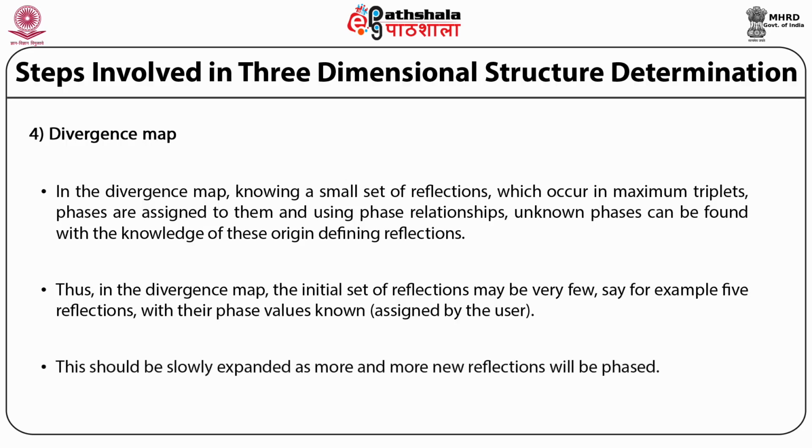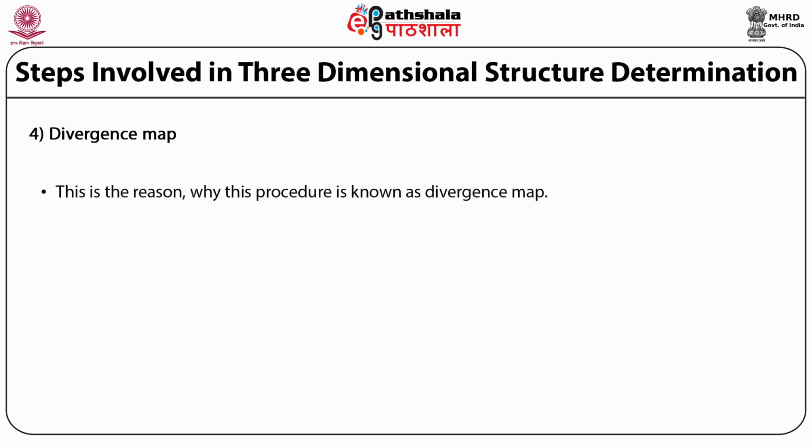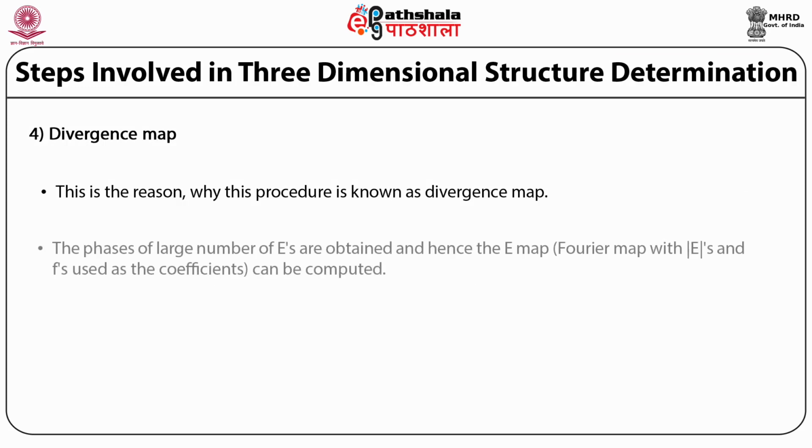This should be slowly expanded as more and more new reflections will be phased. This is the reason why this procedure is known as divergence map. The phases of a large number of E's are obtained, and hence the E map or the Fourier map with mod E's and phi's used as coefficients can be computed.